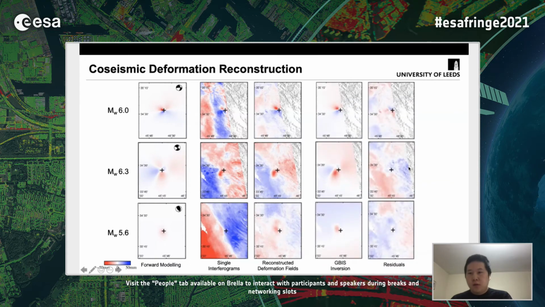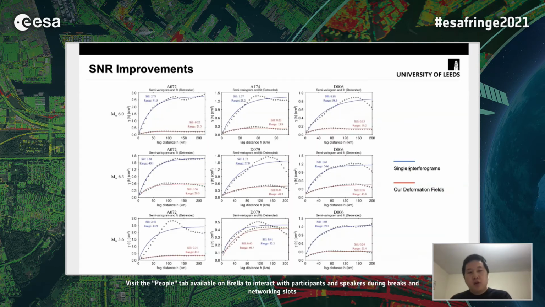We later used the GBIS software to do the earthquake modeling. The minor residuals between the input reconstructed deformation field and the output modeling validate the effectiveness of our approach. We quantified the signal to noise ratio improvement after reconstruction.